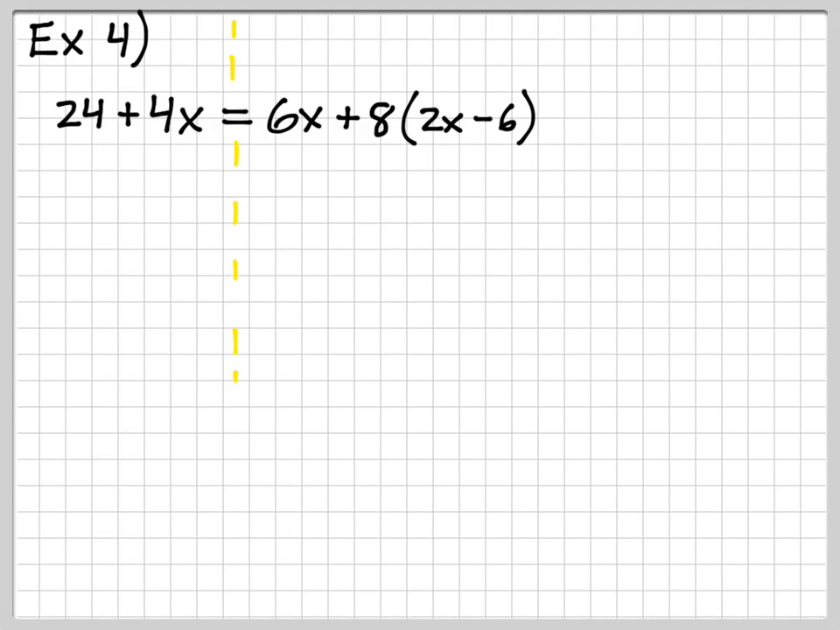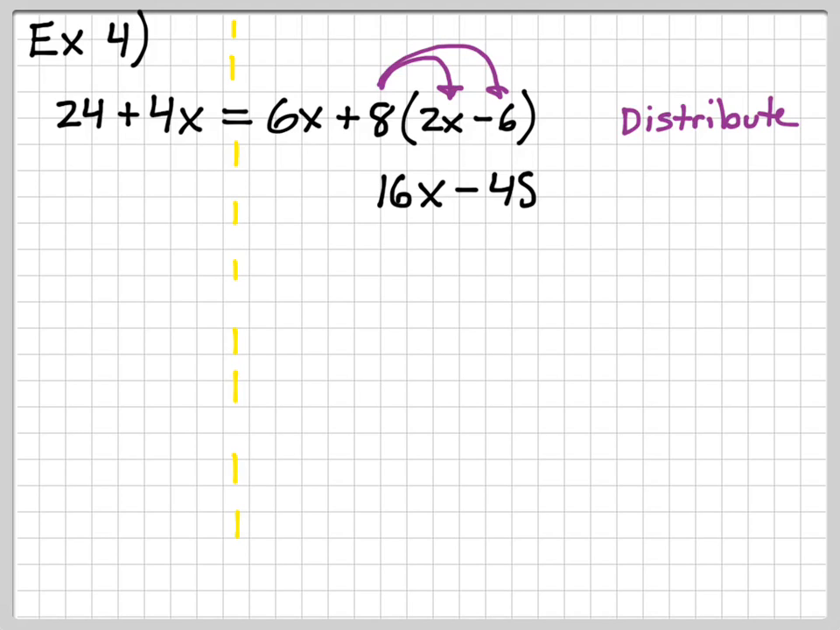Example 4: 24 plus 4x equals 6x plus 8 times the quantity 2x minus 6. I draw the imaginary line through my equation. Step 1, I'm going to distribute. I get 8 times 2x is 16x. 8 times negative 6 is negative 48, which gives me 16x minus 48. Everything else drops straight down.